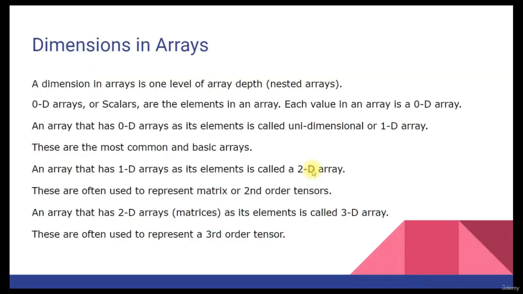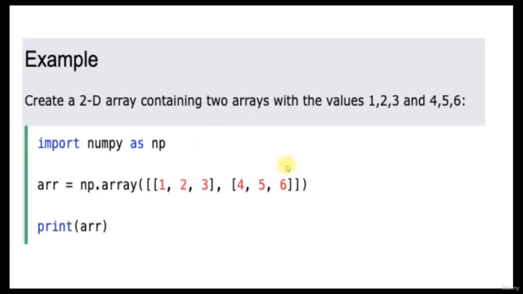If we come back to this slide, as it says, an array that has 1D arrays as its elements is called a 2D array. Just focus on this line. An array that has 1D arrays as its elements is called a 2D array. So now look at this array. This array is a 2D array and it has this 1D array and this 1D array as its elements. So this is a 2D NumPy array.